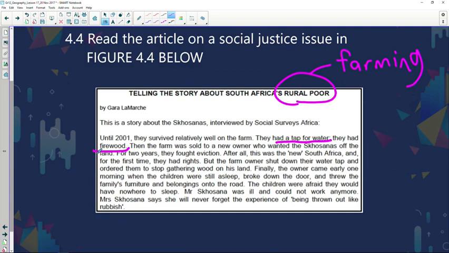The farm was sold to a new owner who wanted the Skuzanas off the land. For 2 years, they fought eviction. After all, this was in the new South Africa, and for the first time, they had rights. But the farm owner shut down their water tap and ordered them to stop gathering wood on his land. Now, this is an intense rural area. I mean, these people still rely on primitive ways, except for the water. I mean, the water comes from a single tap.